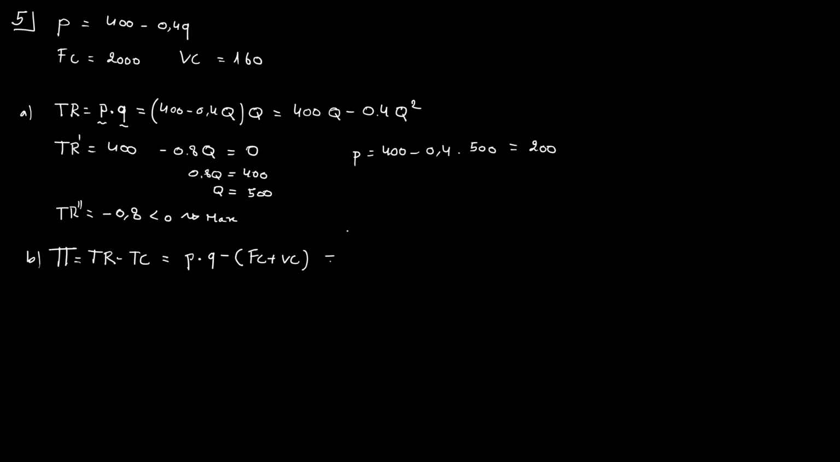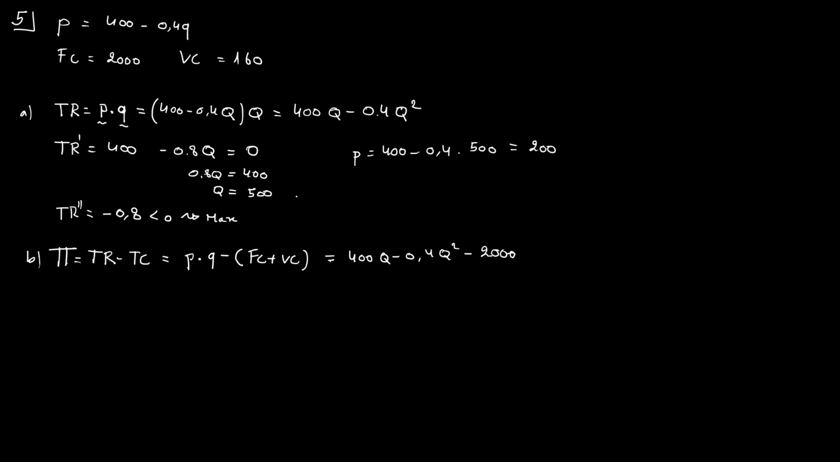So if we were to rewrite this, what do we get? First things first, we already know total revenue. We've already calculated it once. We know that it's 400Q minus 0.4Q squared. And then we need to be careful about the total cost function. We have here fixed cost, and our fixed cost is equal to 2,000, so minus 2,000, because it makes sense that we're subtracting our costs.